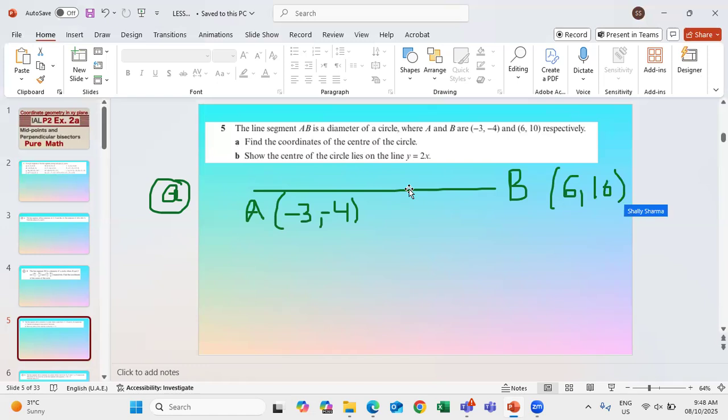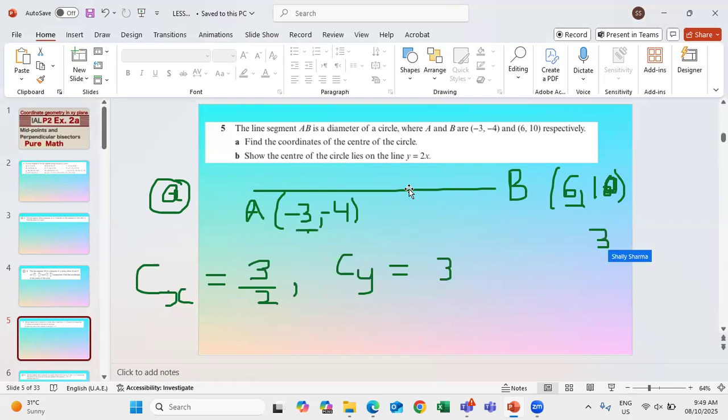So the coordinates of the center: Cx is equal to -3 plus 6, which is 3, and divided by 2. Then Cy, which is -4 plus 10, which is 6. 6 divided by 2, which is 3. So I got the coordinates as 3/2, comma 3.